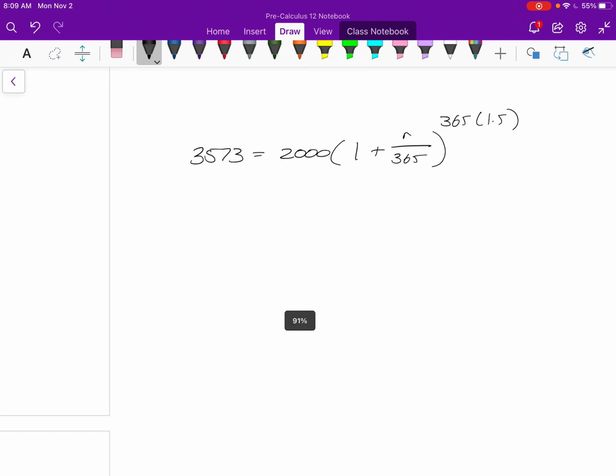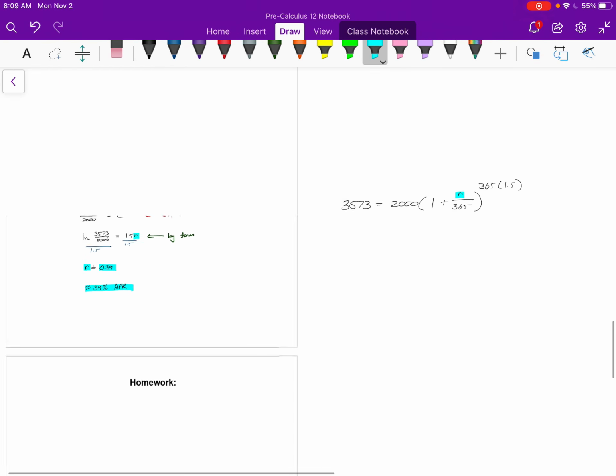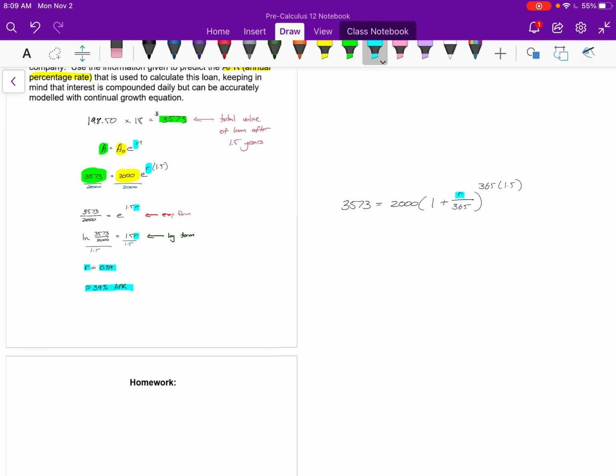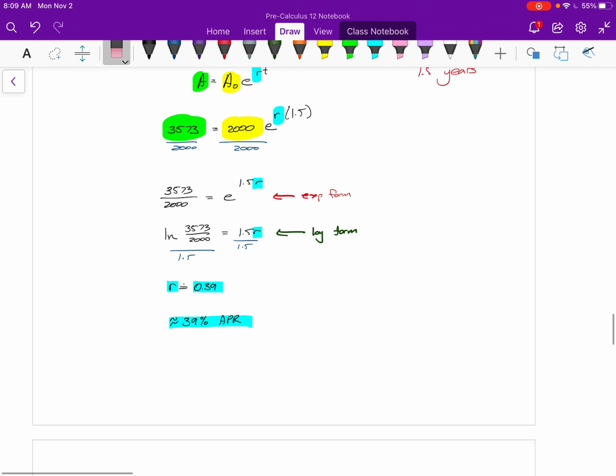So if I wanted to solve this literally compounding daily, I would have to solve this equation. Okay? And I could do it. This time my r is actually not inside the exponent. But I don't know about you, and it is kind of a matter of opinion, I really prefer the look of that to the look of this. And the answer you'll get will still round to 39%. Okay? So with that said, yeah, I like this better.